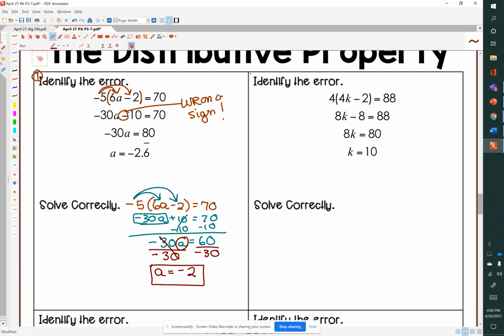Okay, let's look at this one. I'll call this problem 2. We have 4 times the quantity of 4k minus 2. So we're going to distribute, and that equals 88. So 4 times 4 is 16. Already, what did they do? They added 4 plus 4. They should have multiplied.